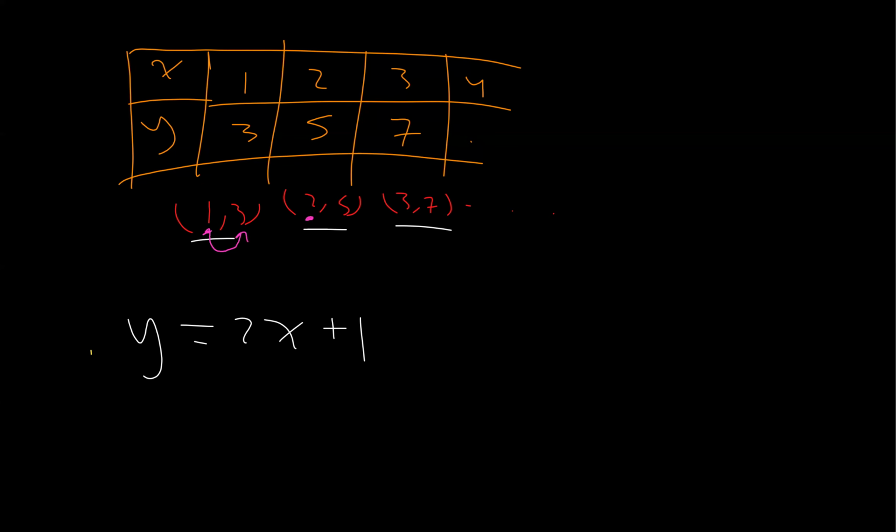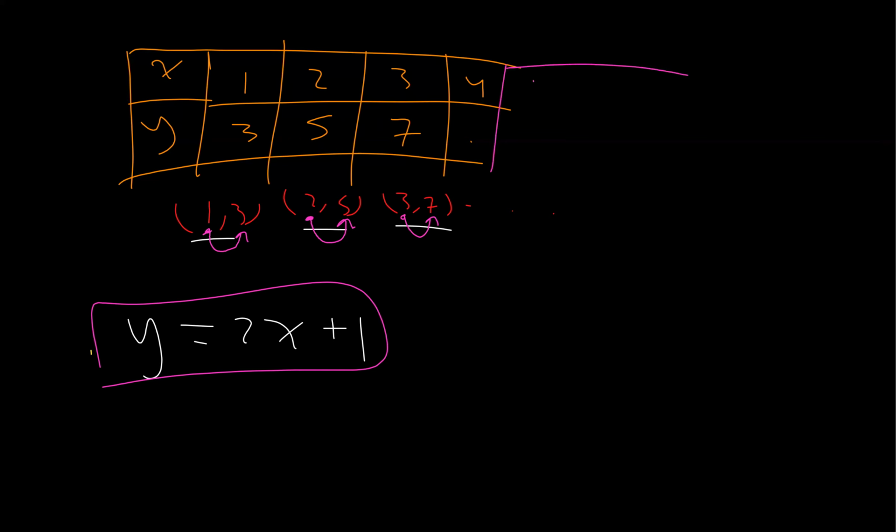Same thing here. This is 2. Multiply it by 2, it's going to be 4. Plus 1, it's going to be 5. Here, times 2, it's going to be 6. Plus 1, it gives you 7. So as you see, all of them follow this rule, so this is a function. And if you have a function, you can estimate even greater numbers. If x is 4, same thing, 4 times 2 is 8, plus 1 is 9.